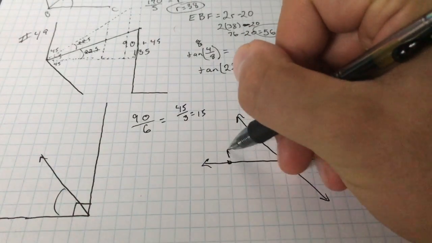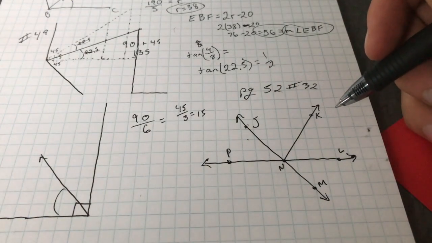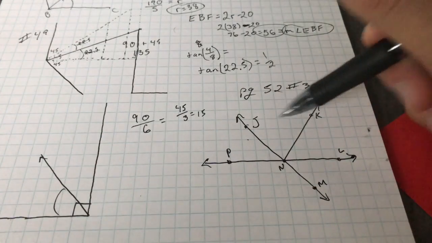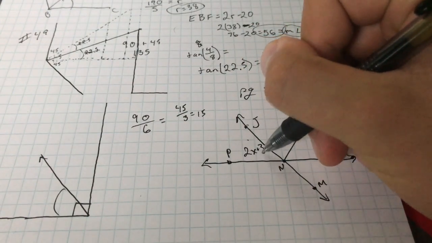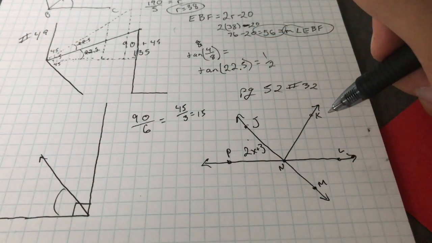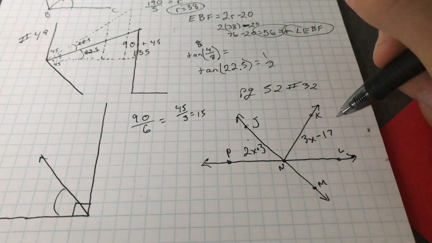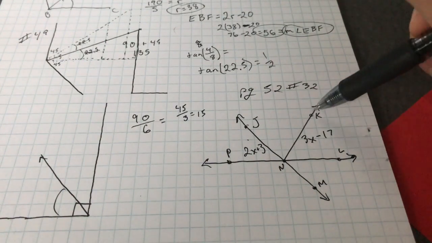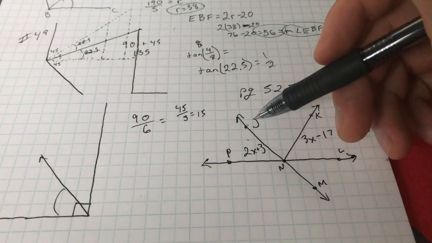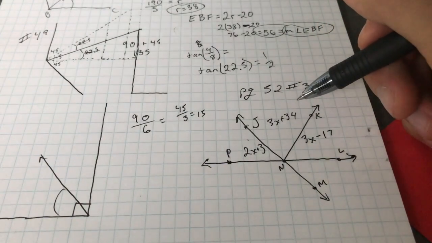All right, so I got P, I got J. All right, now, number 32, it says JNP. JNP right here is going to be 2x plus 3. It says KNL equals 3x minus 17. And KNJ, where's J? Oh, sorry, KNJ is equal to 3x plus 34. And find the measure of each angle.